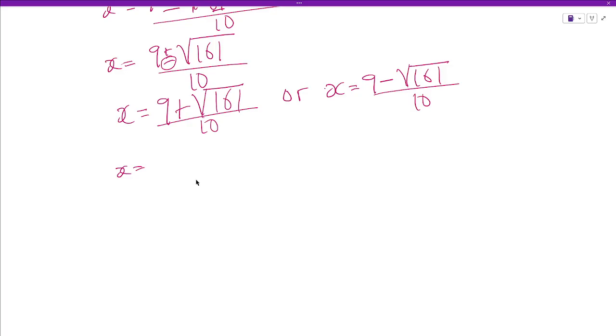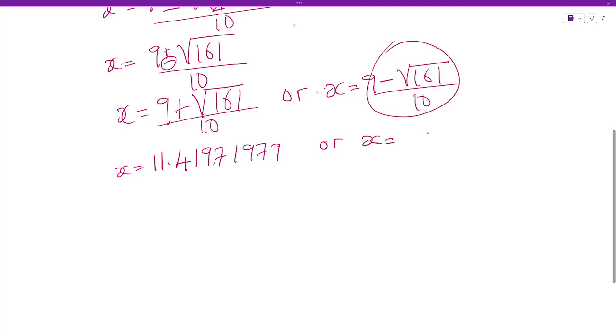Okay, this one gives me 11.41979. Oh, 71. Trying to test my memory. Turns out it's not that good. Okay, or x is equal to, so we also compute for this part.